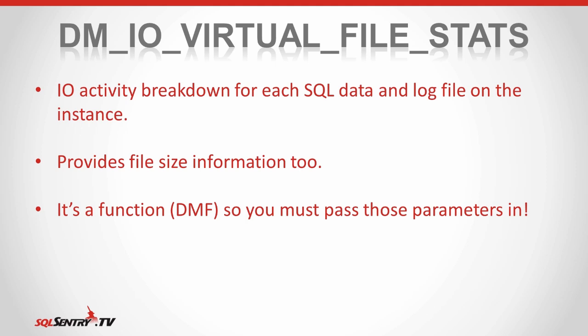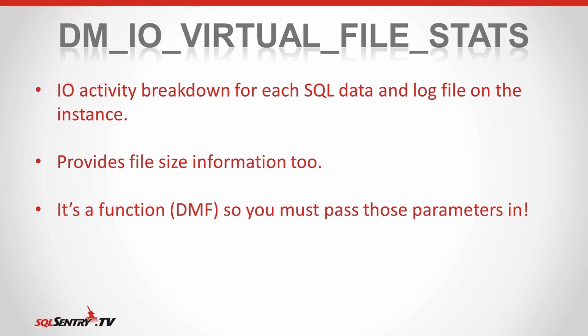And so the DM IO virtual file stats DMV tells us a lot about all the SQL data and transaction log files, how they perform, how big they are, all that sort of stuff. So this can tell us, if you're doing a query in a particular database, is there something that correlates all the way down to the disks, the way that database and transaction log is saved to the disk? Is there some kind of correlation between the performance of those disks and queries?